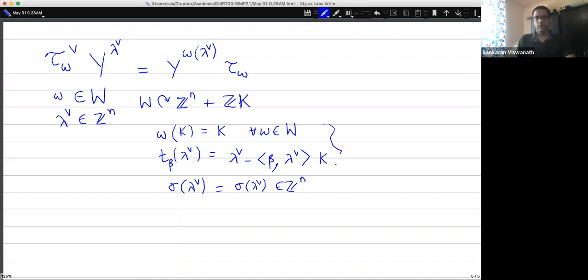So this is the usual way in which one defines the affine Weyl group action on weights of level 0, as they're called. Okay, and so then what does this really mean? Because you're raising y to the power of something where this is not an element of the lattice Zn, but in general an element of Zn plus Zk. Okay, so this is going to involve both the original lattice and some multiple of k. Okay, so we have the following identification.